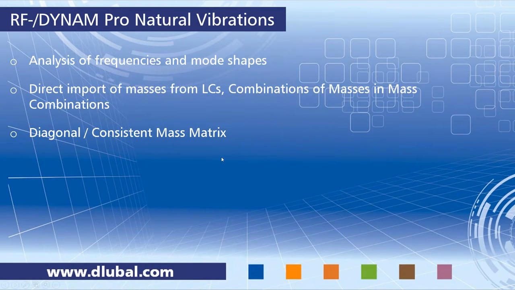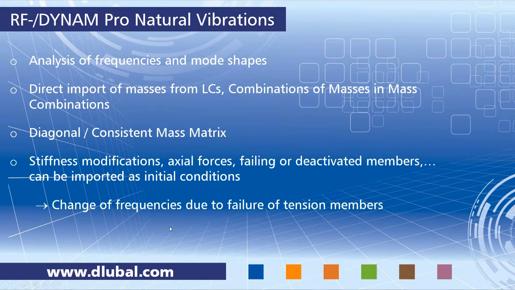You have different mass matrices available, but the most important thing for today is the stiffness modification feature that I want to show you today. We want to use this to study some failure of tension members. So how are frequencies actually changing when tension members are available or when we deactivate them? The eigenvalue analysis is a linear analysis, and this means all the tension members are replaced by truss members.